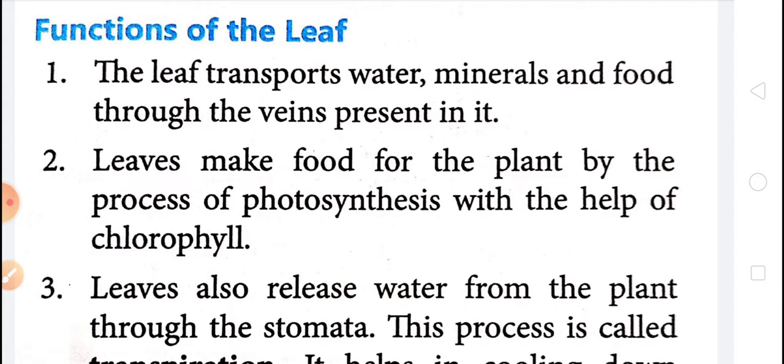In the process of photosynthesis, this chlorophyll pigment traps the light of the sun, and with the help of water and carbon dioxide they prepare their food. This food is prepared in the leaf because chlorophyll is present in the leaves of the plant, and that is why leaves are called the kitchen of the plant, because food preparation takes place in the leaf in the process of photosynthesis.